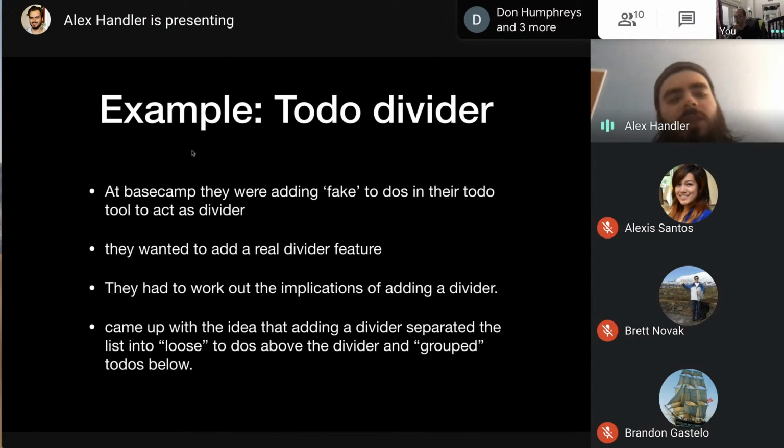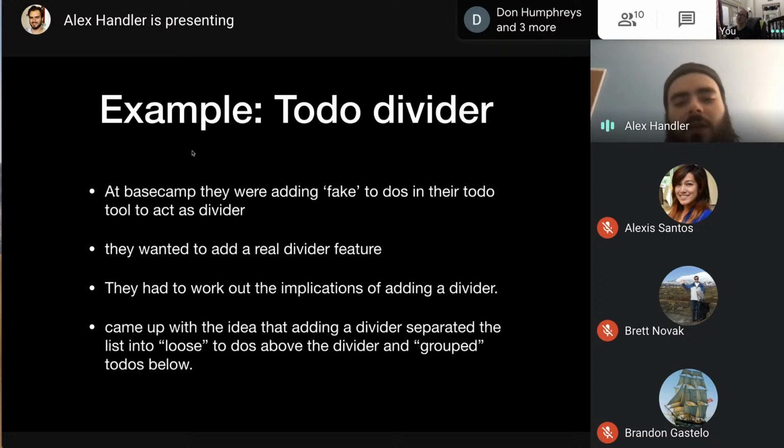So in this small example that they use to show us a bit about fat marker sketching, they have a to-do divider, right? So at Basecamp, they had their own to-do tool, and essentially they were adding fake to-dos to their to-do tool to act as a divider, right? So they would have a list of to-dos, and then they had no way to divide it, and they would add a fake to-do item that would be lines or something that acted as a divider. So they wanted to add a real dividing feature.